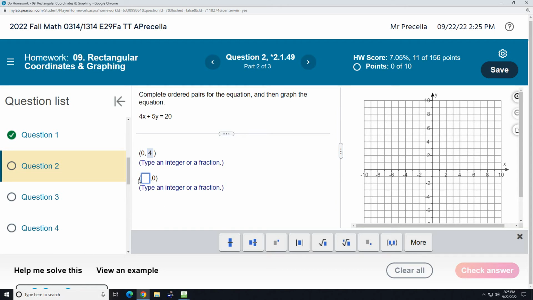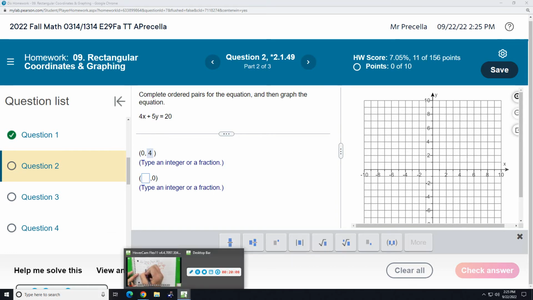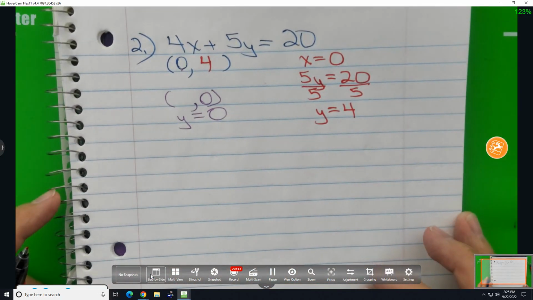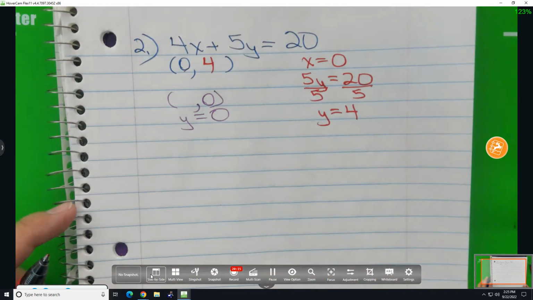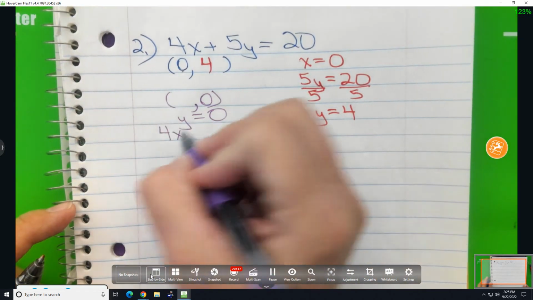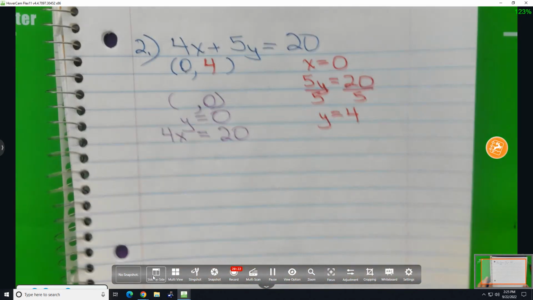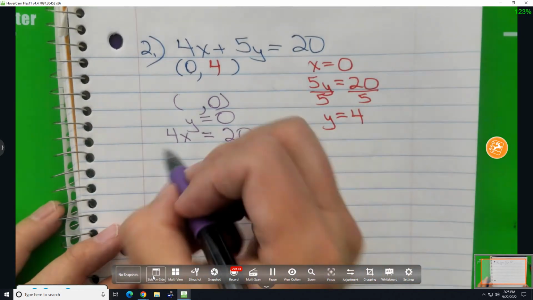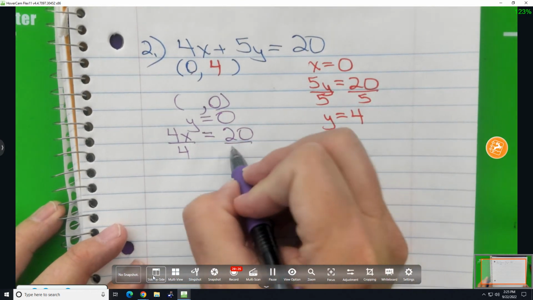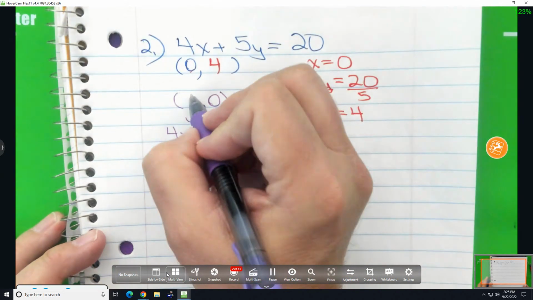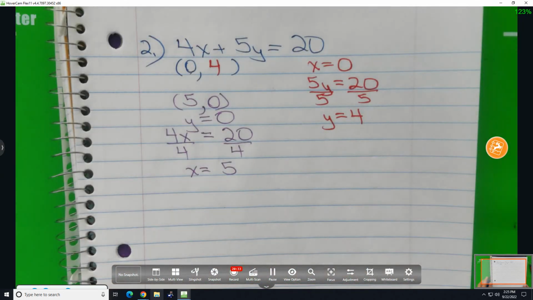Like in this one here, plug a 0 in for y. Can y'all sort of do that in your head? Yes. Write out your thought process, Tim. We're plugging in a 0 for y. So we have 4x plus 5 times 0, which is 0. So just 4x equals 20. Divide by 4 on both sides, so x equals 5. So there's my second ordered pair, 5, 0.